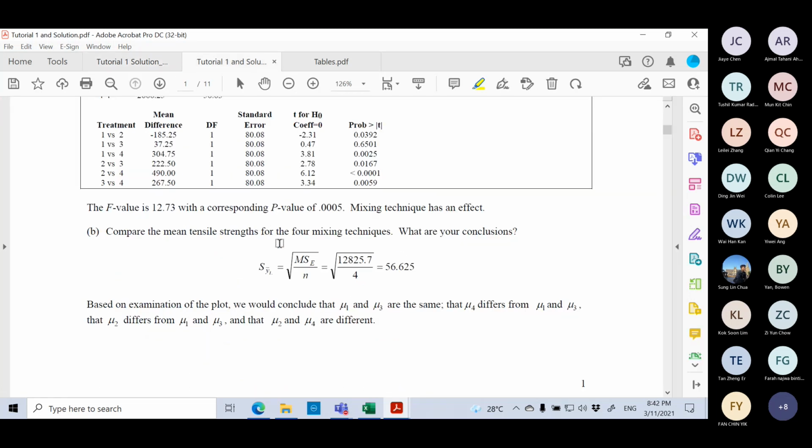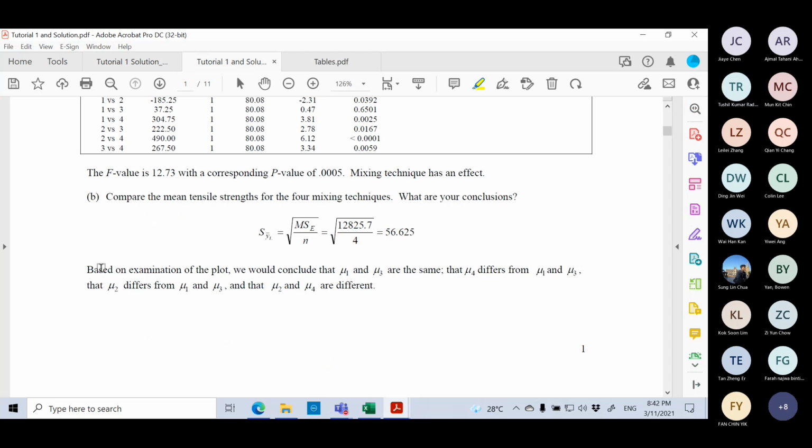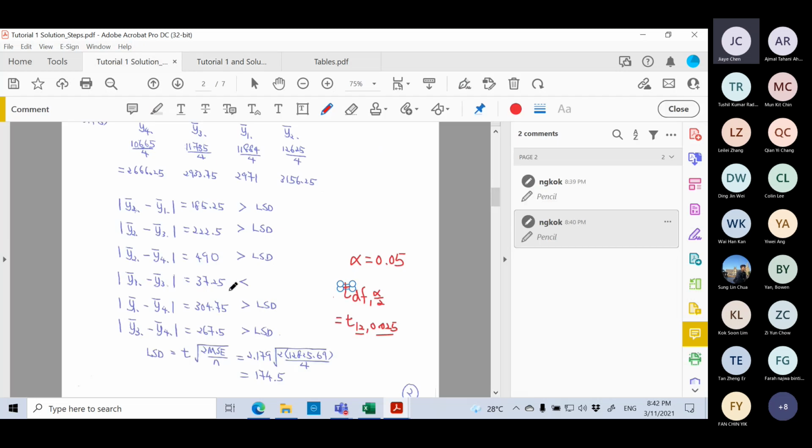Of course, the software here just tells you the answer. Okay, 1 and 3 are the same. 4 and 1 and 3 are different. 2 is different from 1 and 3, and 2 and 4 are different. So this one is consistent with my result here. Only one pair of them are the same.